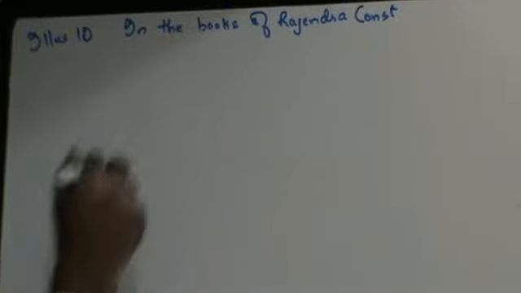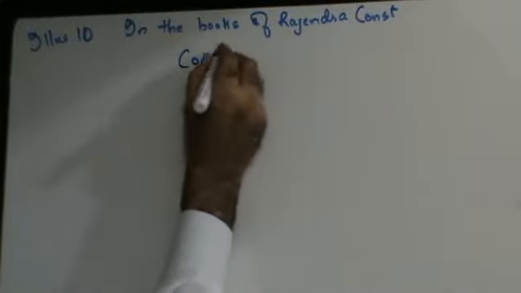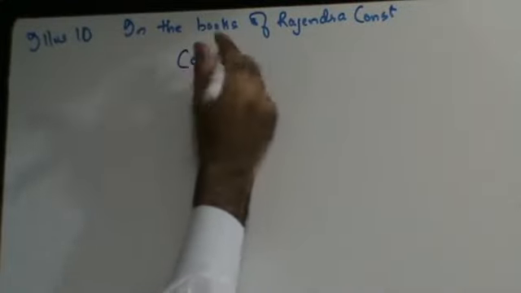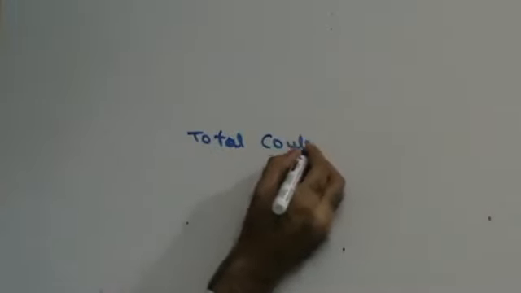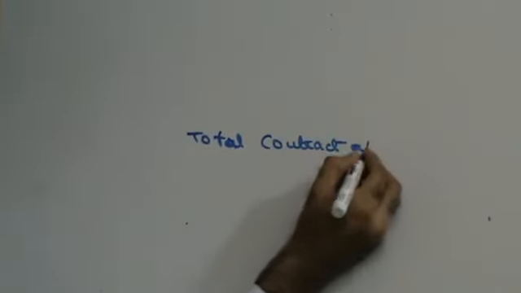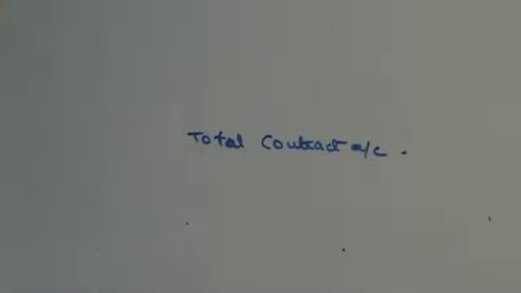Okay, let's start. Since estimated expenditure is given to you, you will have to make a contract account and a total contract account. Whenever estimated expenditure is given to you, you have to make both the accounts. So these are the two accounts that you are going to make, right?